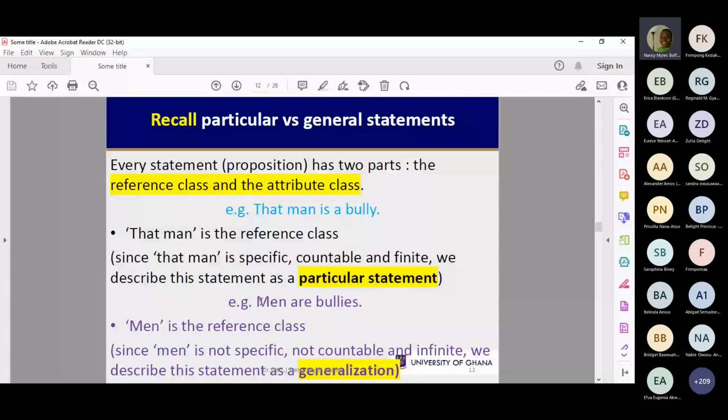It's a generalization. So a general set, if you have a reference class that is general like this, doesn't watch very well, because I'm going to show you two types of generalizations in a jiffy. But you have to get the generalization concept first. The reference class is infinite, uncountable, it will never end. Then we'll call that statement a generalization.